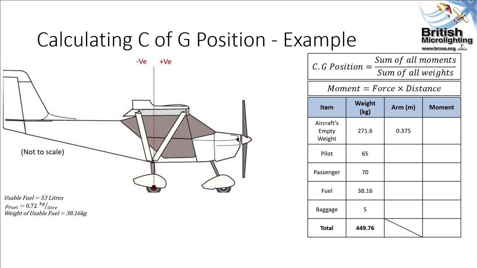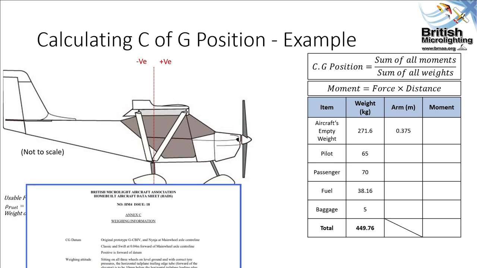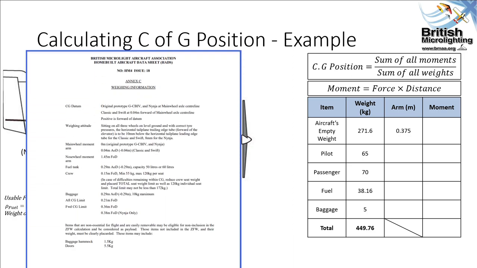The pilot and passenger, or crew, moment arms can be found from the HADS as well. And here, the HADS state that the moment arms are both 0.15 meters.